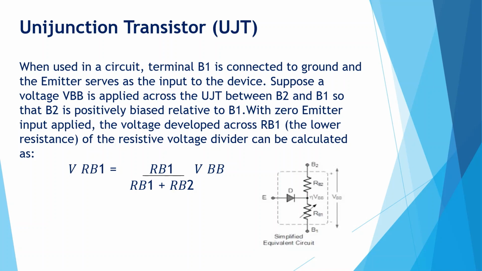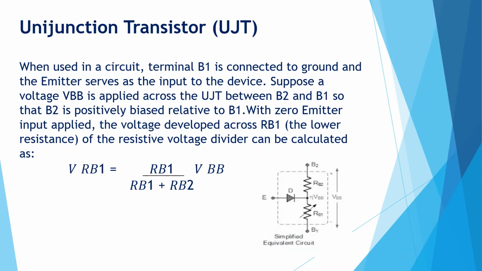Since VE decreases when IE increases, we say the UJT possesses negative resistance. This is the negative resistance property. That means when voltage is decreasing, current is increasing. Of course, according to Ohm's law, V is equal to IR, so if voltage increases, current should increase. But when voltage is decreasing, current is increasing in a unijunction transistor. Therefore, we say it has a negative resistance property.